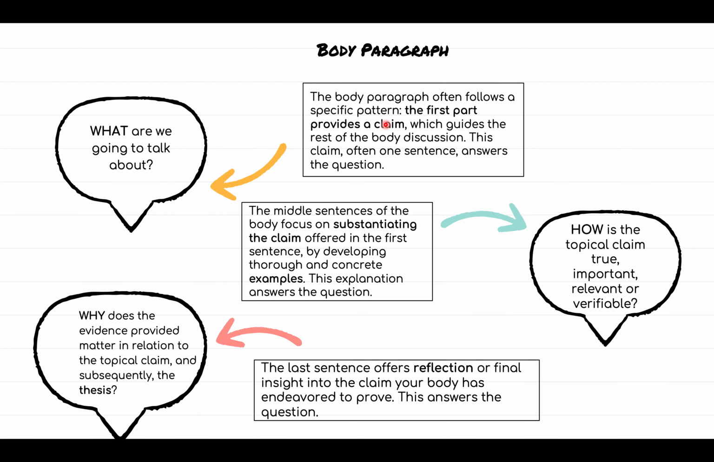Let me say this in another way. When we're talking about the what of the body paragraph, the establishing of what we're going to talk about, what we really want to do is provide a claim to begin the body discussion. Then, when we talk about the how, what we want to do is substantiate that claim that we provided at the beginning of the body. So I make a claim. Now I have to substantiate that claim. How do I substantiate it? Well, you explain it. You provide examples. You explain the examples. You relate the examples to the explanation, right? The last thing you want to do also is offer a reflection on that claim. So again, provide the claim, substantiate the claim, reflect on the claim.